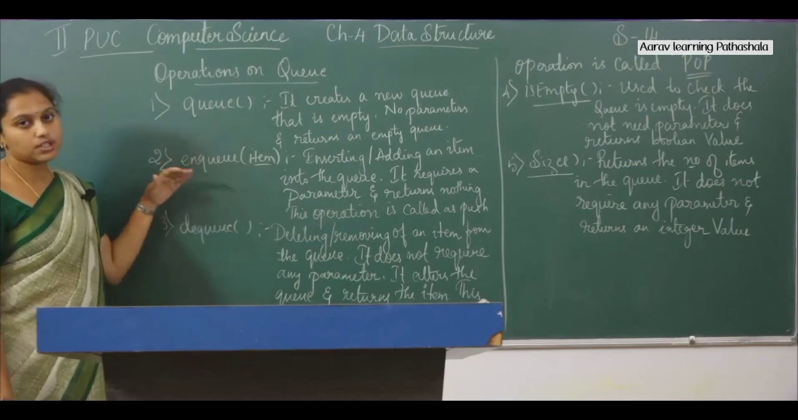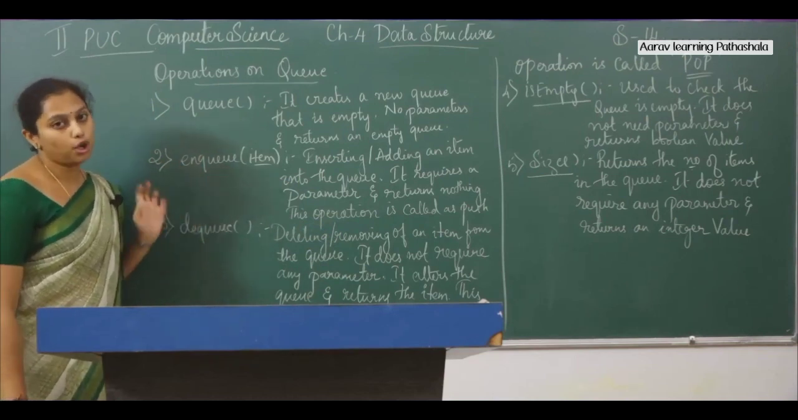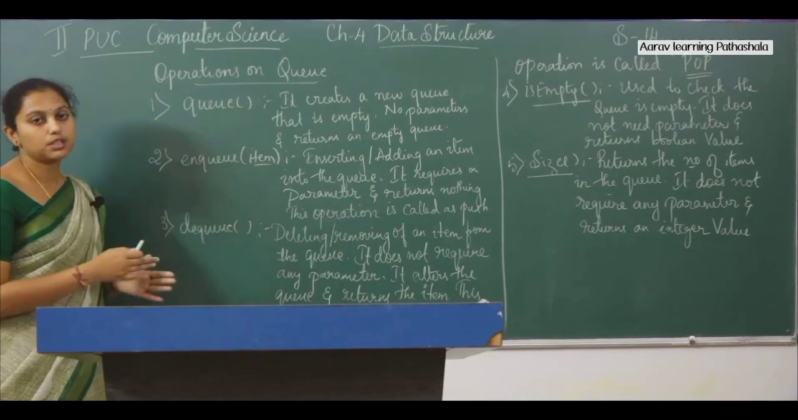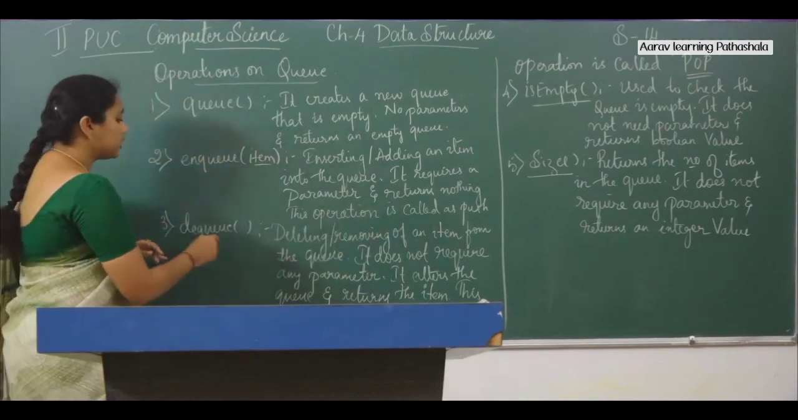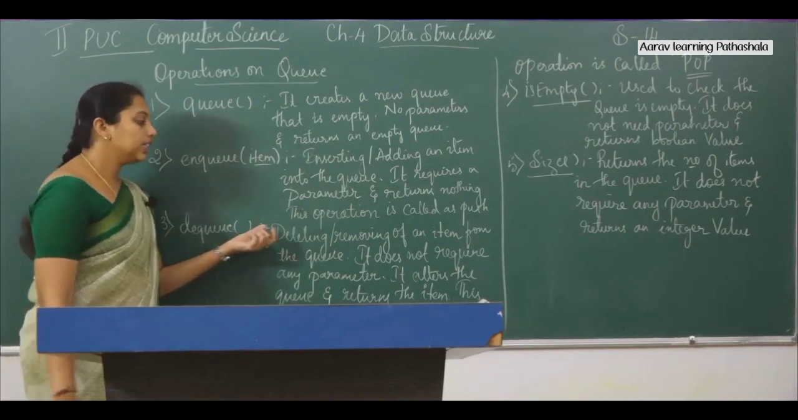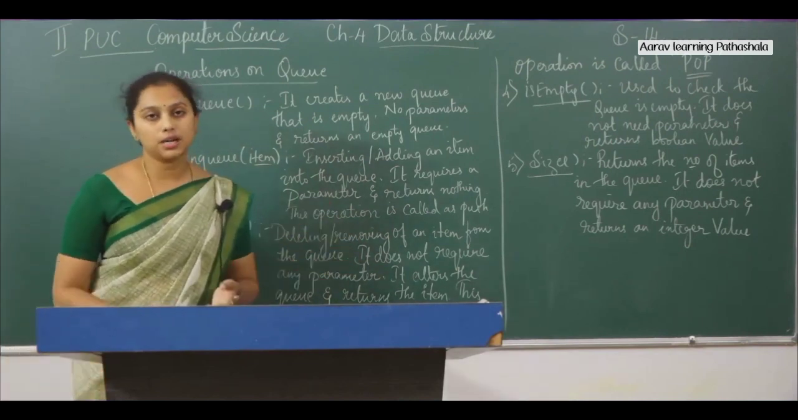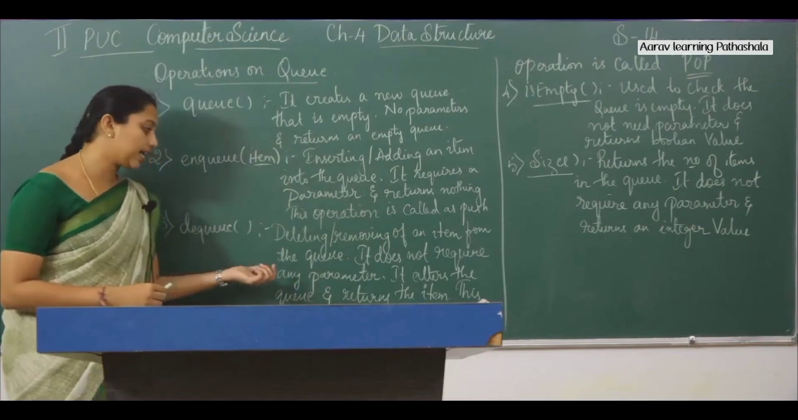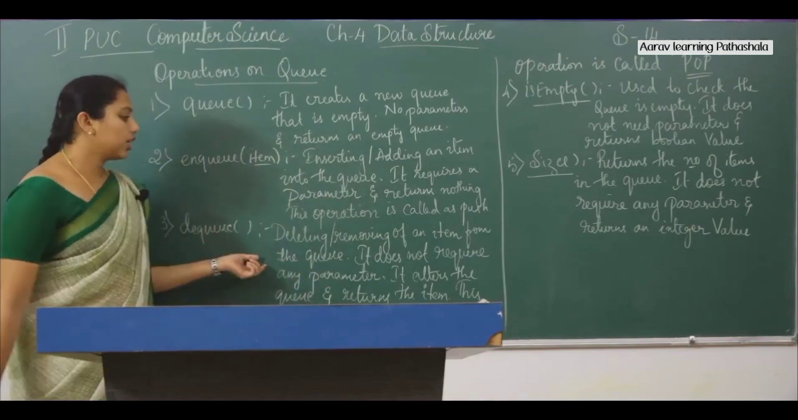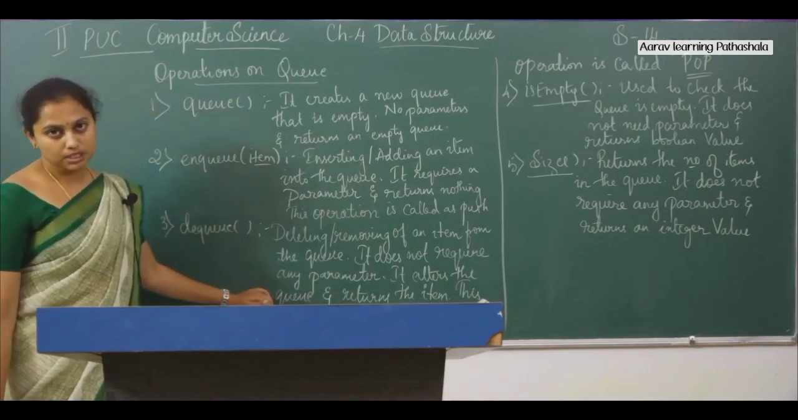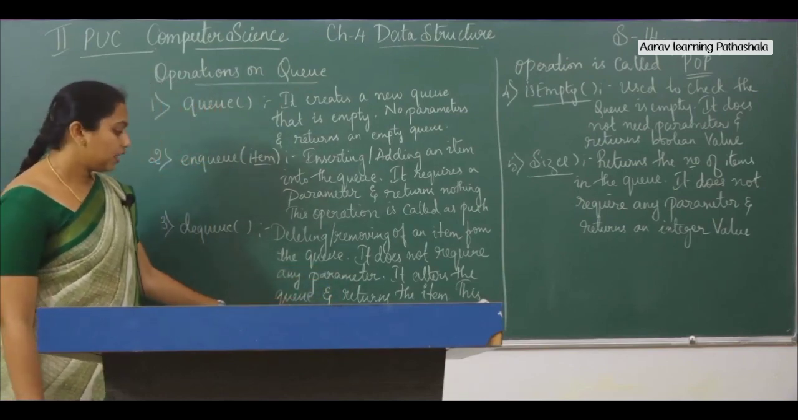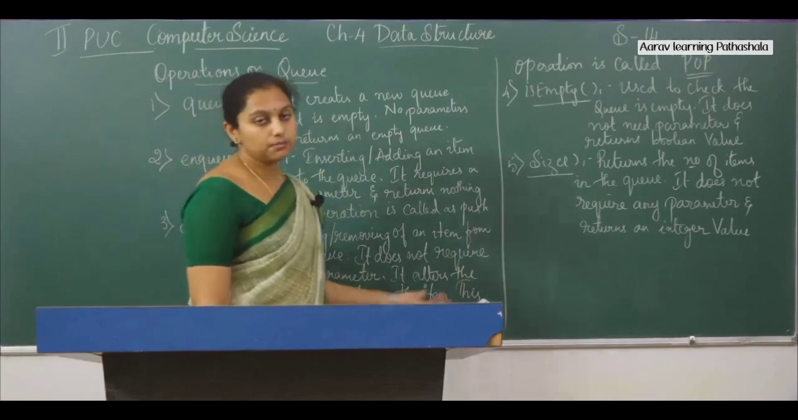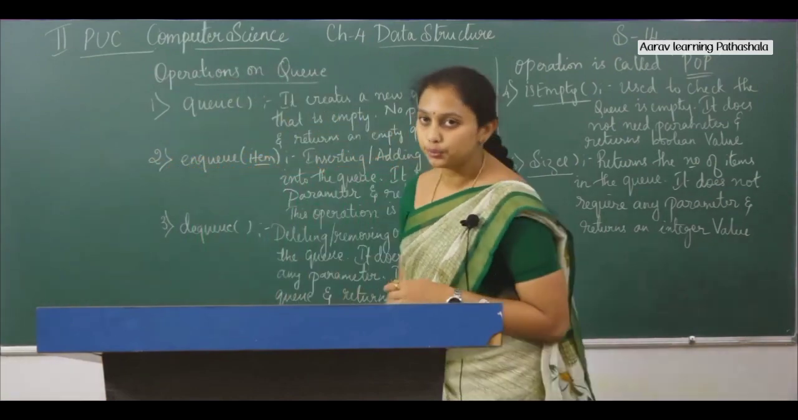This operation is usually called the push operation. Adding an item into the queue is called push operation. When it comes to the DQ function, deleting or removing an item from the queue is called the DQ function. It does not require any parameter, but it will return the item. After deleting an item, it modifies the queue.